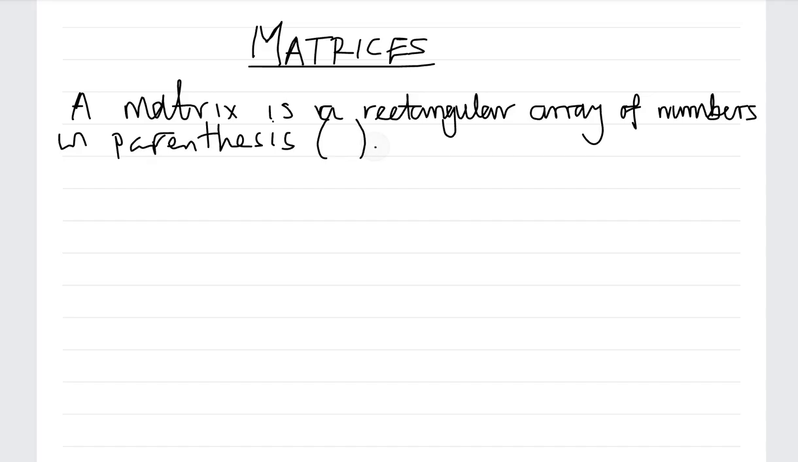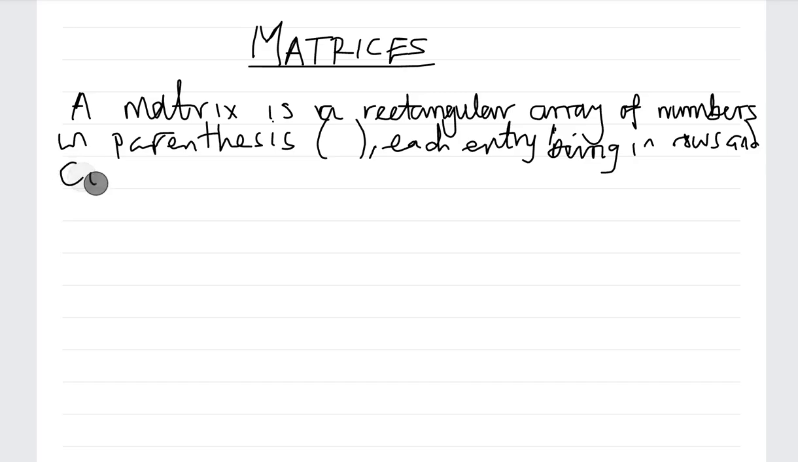So then say each entry being in rows and columns. Are you seeing that? This is the definition of a matrix. So you can see that a matrix is the rectangular array of numbers in rows and columns.